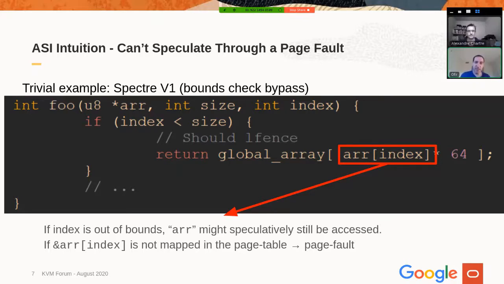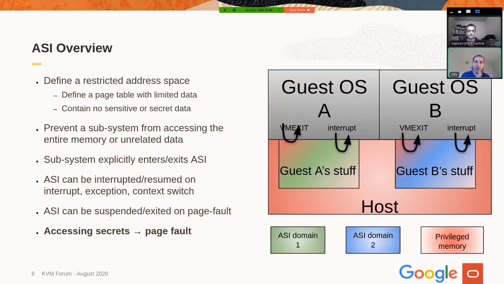Let's not map data that we don't need into the page table. So as an overview, at least in the case of VMs, we have 2 guests running. And most of the time when we are serving a VM exit, whether it was for an interrupt or something else, we touch memory that has to do with the current guest that is running. The idea in ASI is to have a limited page table. You can think about it as ASI domains. Guest A will have, in this example, ASI domain 1, and guest B is ASI domain 2.